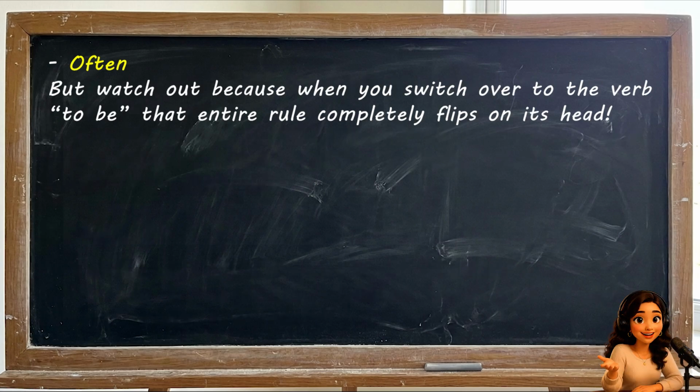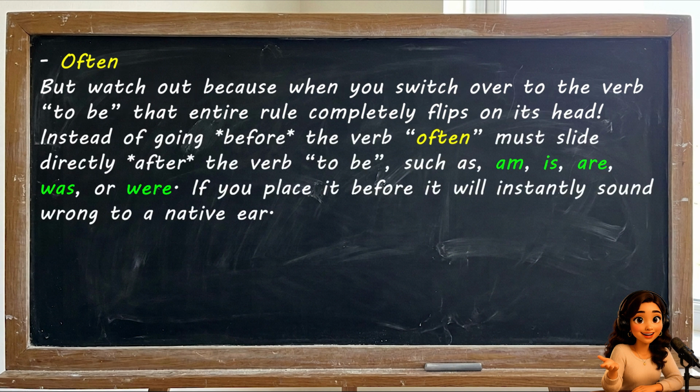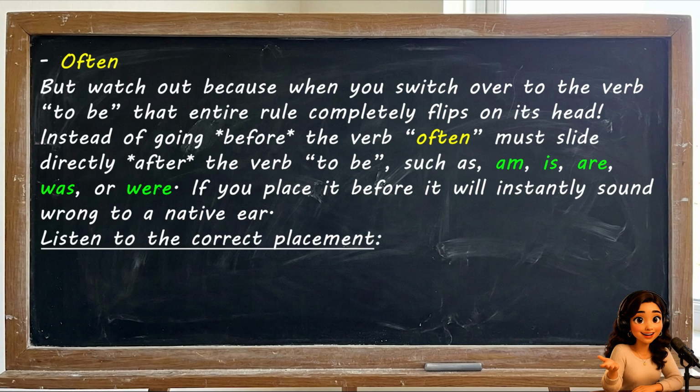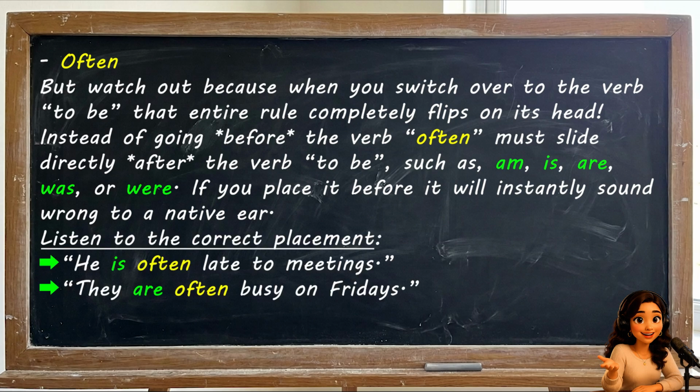But watch out, because when you switch over to the verb to be, that entire rule completely flips on its head. Instead of going before the verb, often must slide directly after the verb to be, such as am, is, are, was, or were. If you place it before, it will instantly sound wrong to a native ear. Listen to the correct placement. He is often late to meetings. They are often busy on Fridays.